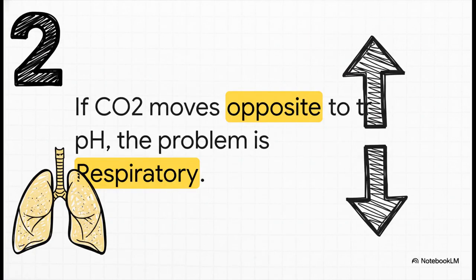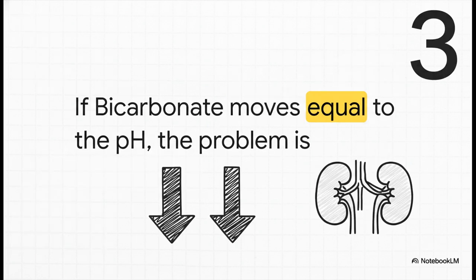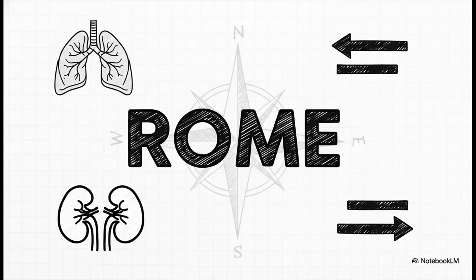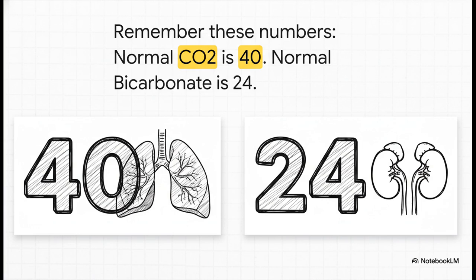Step 2, look at the CO2. Think of it as the respiratory acid. The key word is opposite. Step 3, bicarb. That's your metabolic base. And the keyword here, equal. This gives us our mnemonic, ROME. Respiratory opposite, metabolic equal. Burn that into your brain. Your target numbers, normal CO2 is 40. Normal bicarb is 24. That's your whole toolkit.